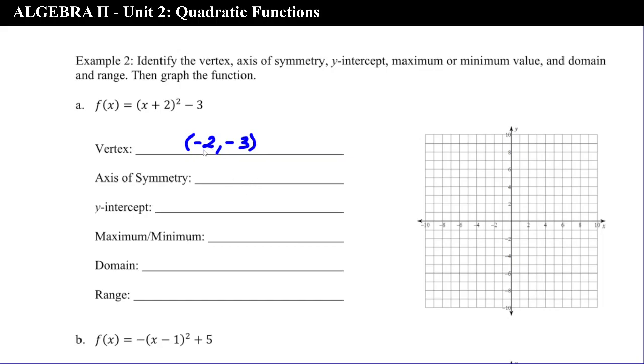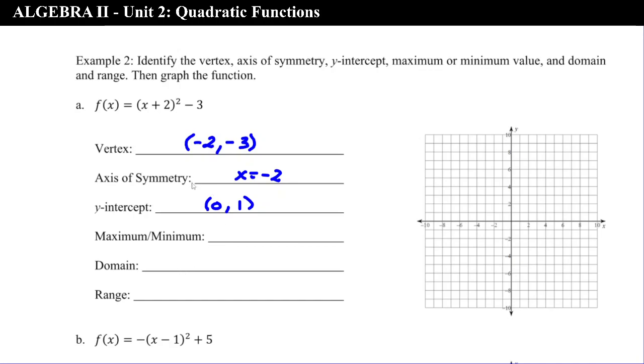Our axis of symmetry is just our x value from our vertex, so that would be x equals negative 2. Our y-intercept. To find the y-intercept, you'll need to plug in 0 for x, because remember, along the y-axis, your x value is 0. So if you plug in 0 for x, you get 2 squared, which is 4, and 4 minus 3 is 1. So your y-intercept is 1, y equals 1, or the coordinate pair (0, 1).